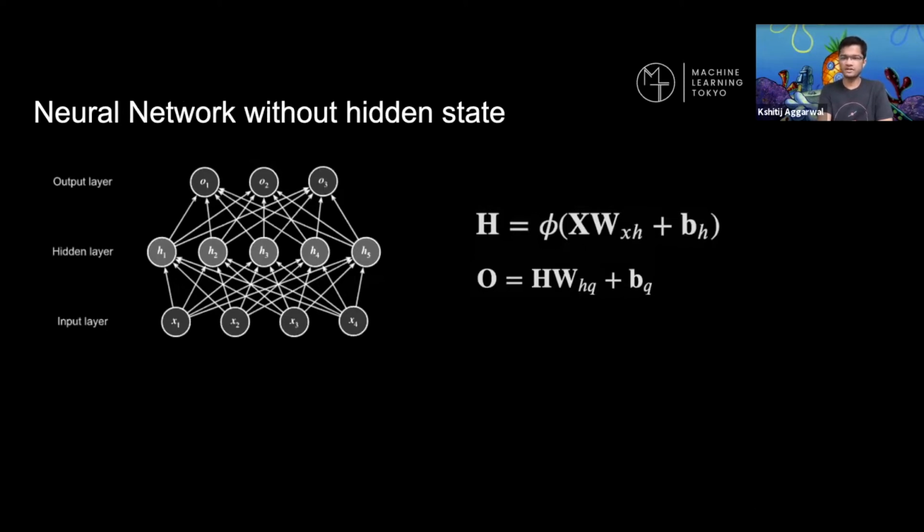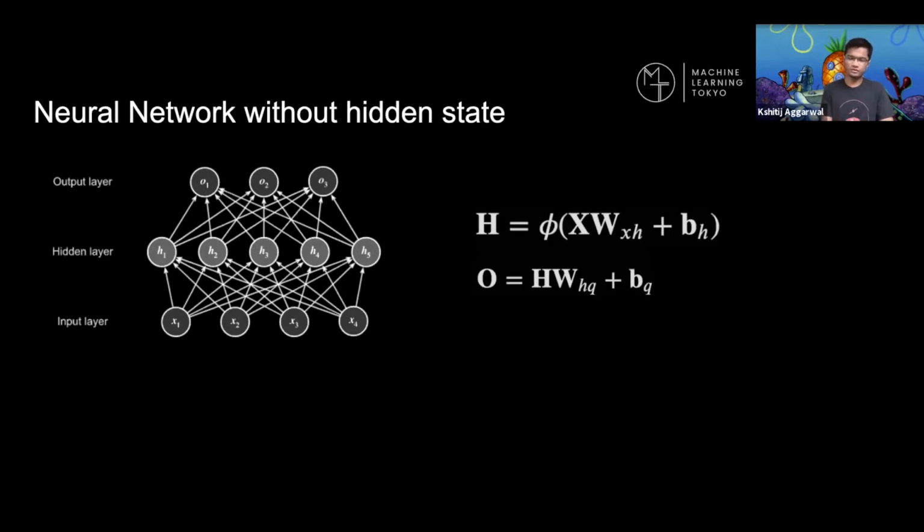And this is how we typically write this equation on the right. X is the input vector, WXH is the weight matrix which maps the input to the hidden layer, and BH is the bias. This phi is just the activation function, which could be any nonlinear function we've talked about. And then this H is again multiplied with a different weight matrix, which maps the hidden layer to an output after adding a bias term. So this is how we basically encoded or understood the multi-layer perceptron.